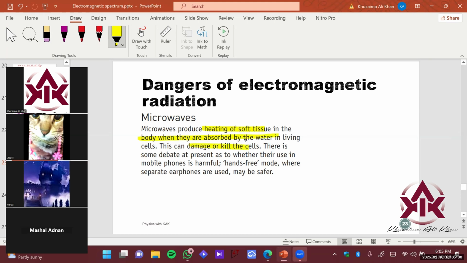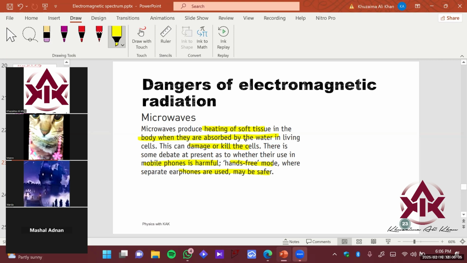There is some debate at present as to whether microwaves used in mobile phones are harmful. Hands-free mode, where separate earphones are used, may be safer. Microwaves are used in your phone. When you make a call, a microwave is emitted from your phone, and when you receive a call, a microwave hits your phone. You might have heard of cases where a person who talked over a call for a long period of time suffered some damage to his ear.